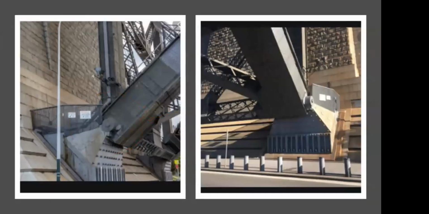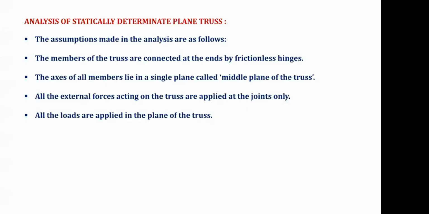Now these are some images of trusses connected at the bottom with pinned connections. Now how can we analyze a statically determinate plane truss? What is the step-by-step procedure? What are the assumptions? The first assumption is that all the members are connected by frictionless hinges. The axes of all the members lie in a single plane, called a plane truss. The forces are applied at the joints only.